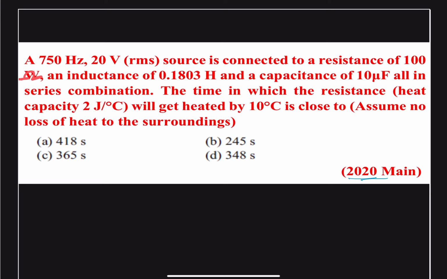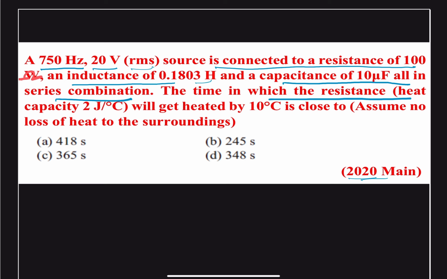In the first one, a 750 Hz, 20 volt RMS source is connected to a resistance of 100 ohm, an inductance of 0.1803 Henry, and a capacitance of 10 microfarad, all in series combination. The time in which the resistance, having a heat capacity of 2 joules per degree centigrade, will get heated by 10 degree centigrade is close to, assuming no loss of heat to the surrounding.